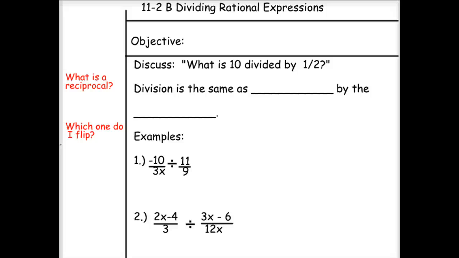All right, we're going to look at notes for 11-2B. Our objective here is dividing rational expressions.